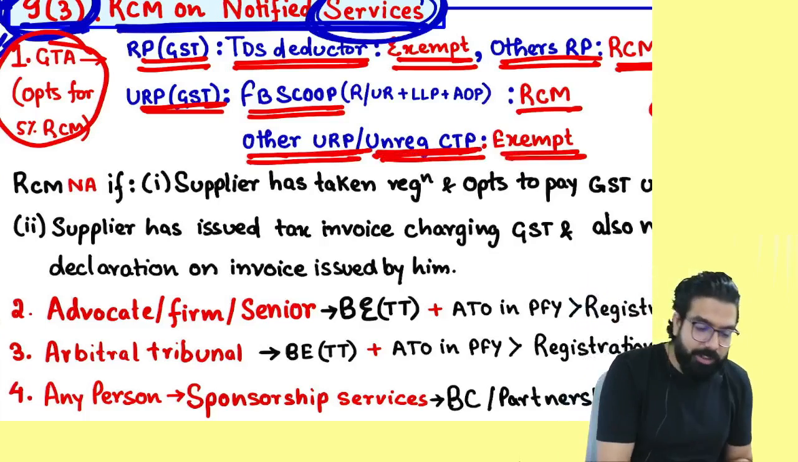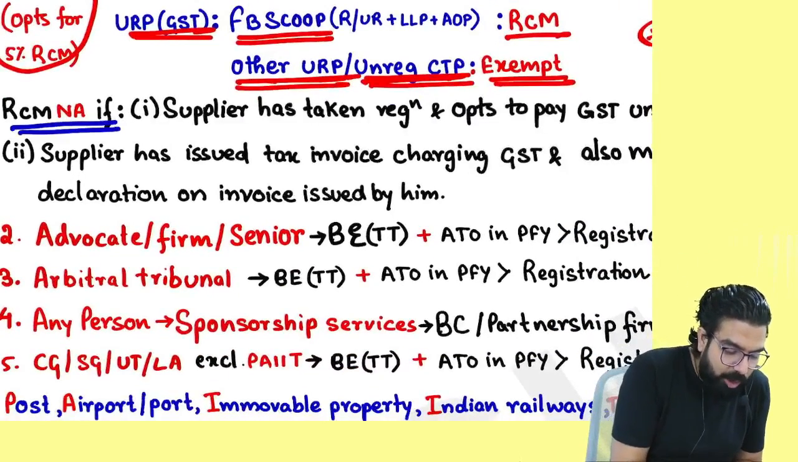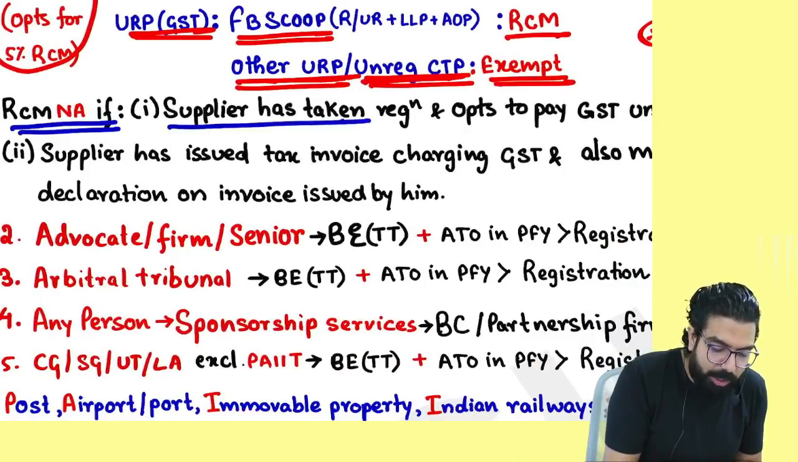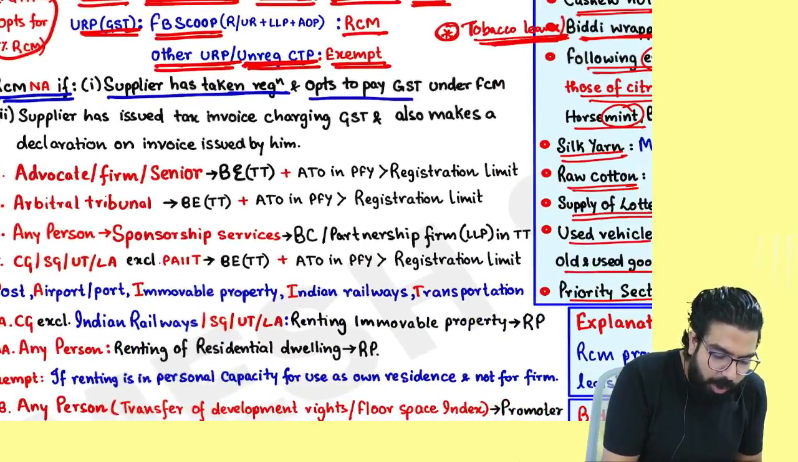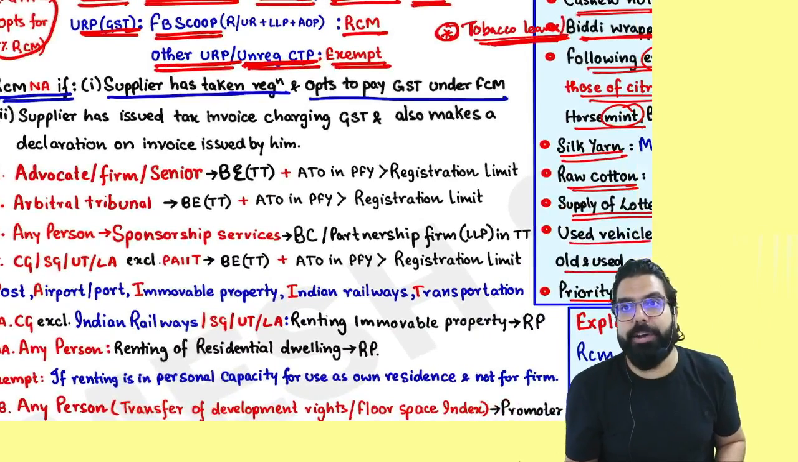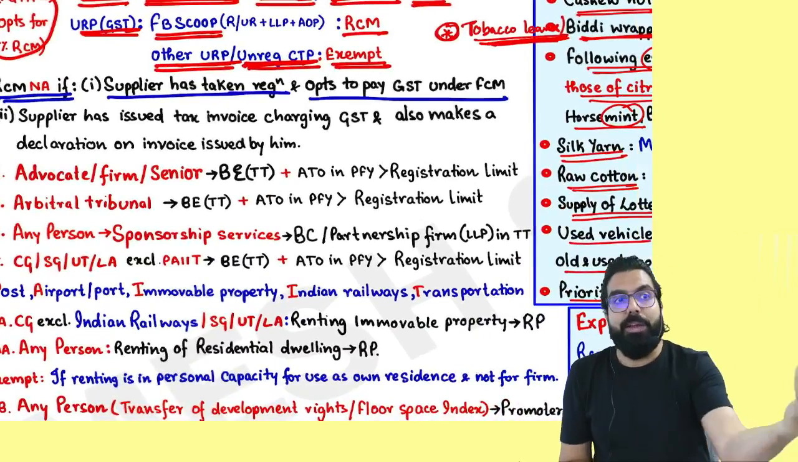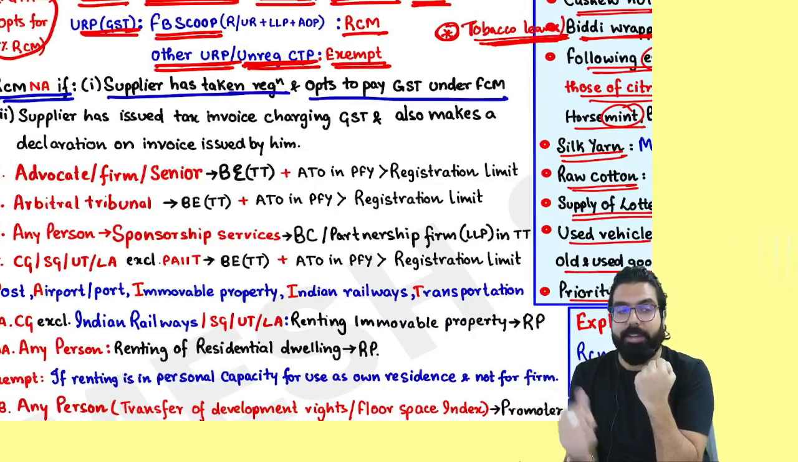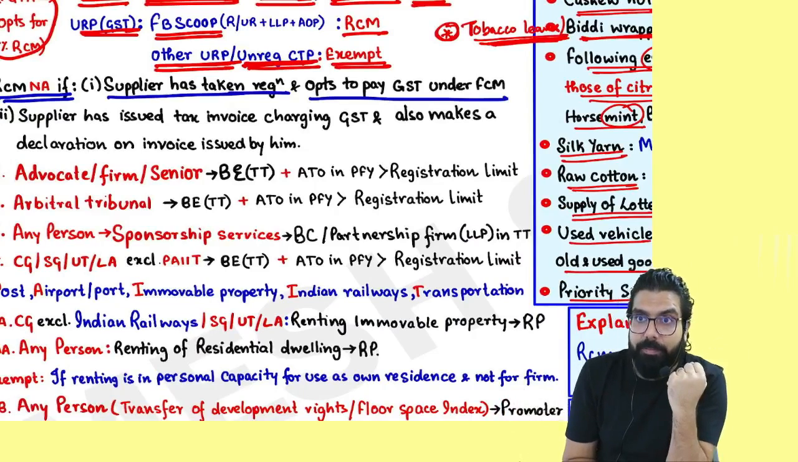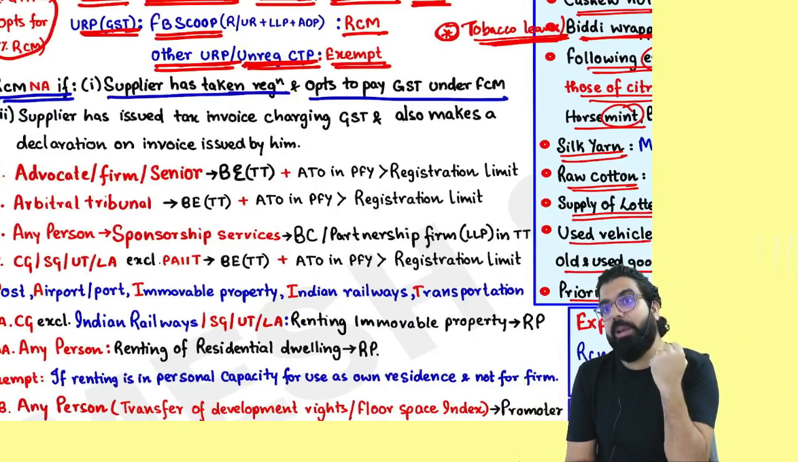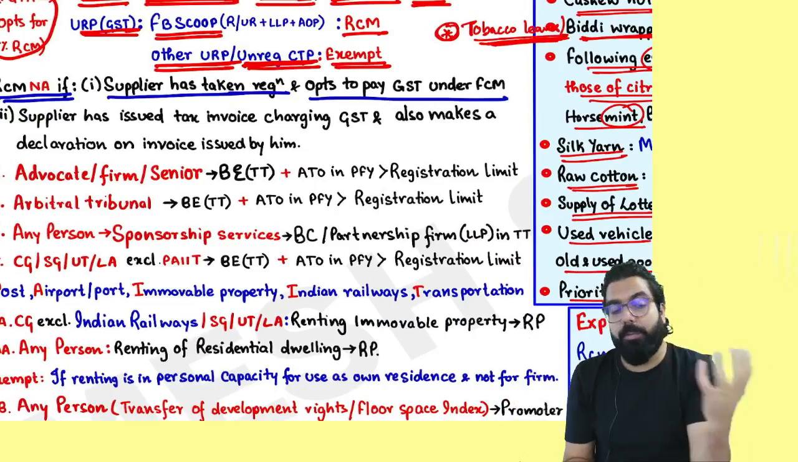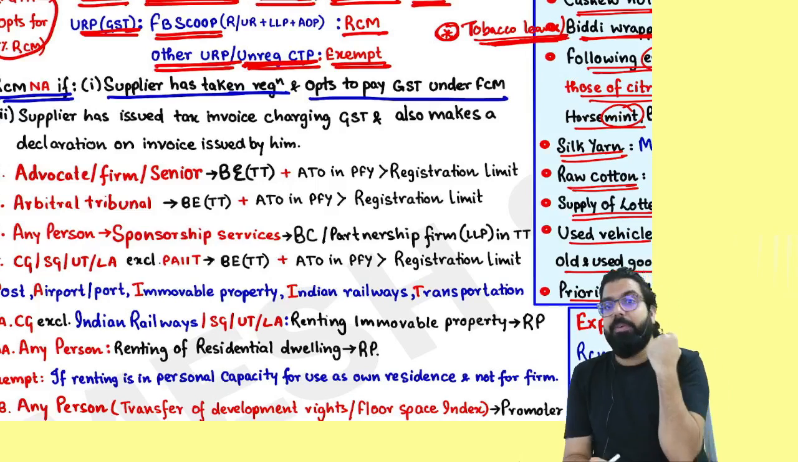Listen one thing, everyone. But RCM will not be applicable if GTA takes what? Registration and it opts to pay GST under forward charge mechanism. It can collect 12% also, it can collect 5 also. If it collects 12, ITC will be available. If it collects 5, no ITC.